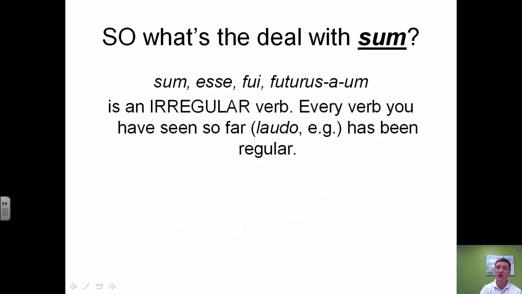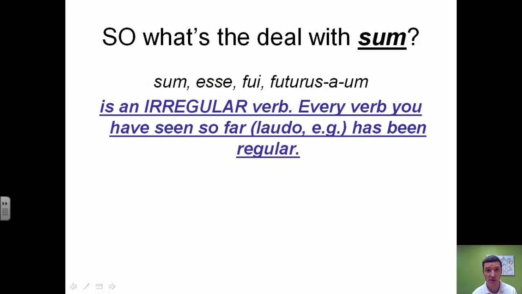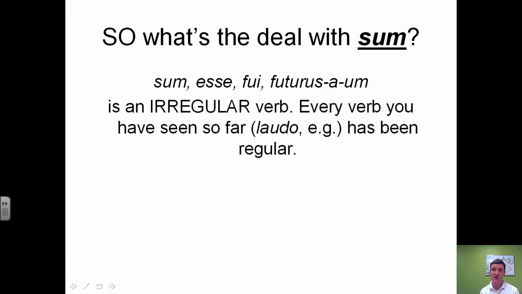So what about sum? What's the deal with sum? Principal parts are sum, esse, fui, futurus, a, um, and it is an irregular verb. Every verb that you've learned so far, first conjugation or second conjugation, has been a regular verb. Now, it's easy to say that irregular makes it strange and psychotic and weird and confusing and frightening. I don't think that necessarily has to be true.